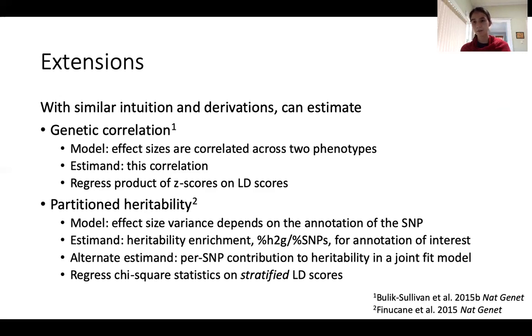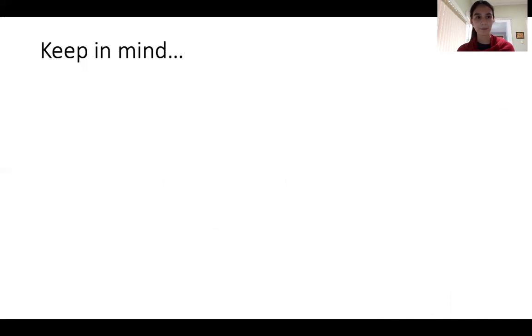Either on its own or in a joint fit model where we're looking for how much does being in this category contribute to heritability after you account for all of the other categories in the model. And to do this estimation, we regress the chi-square statistic on stratified LD scores, meaning you have separate LD scores for each of the categories in the model.